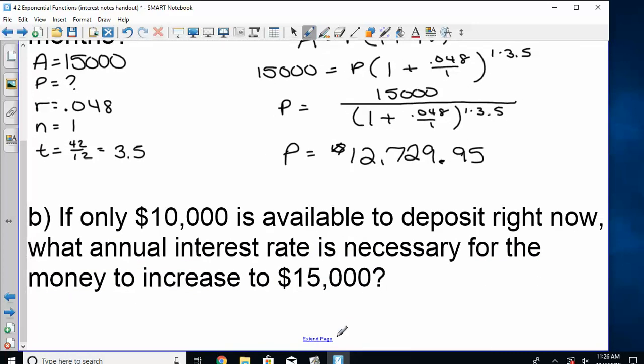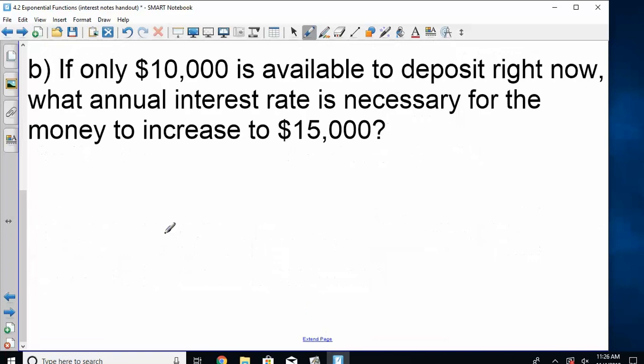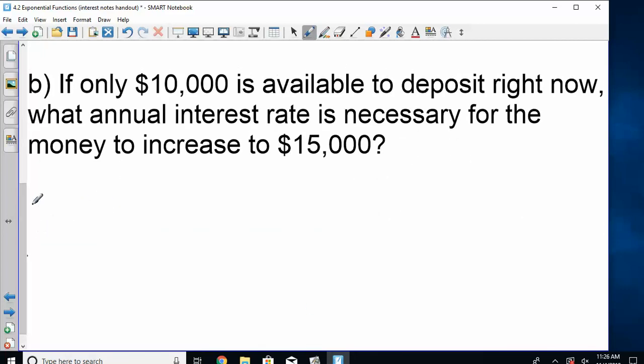Part B, say she doesn't have that much. So if only $10,000 is available to deposit right now, what annual interest rate is necessary for the money to increase to 15,000? Okay, so we now know we still need $15,000 at the end. But the P this time is 10,000. The R is the thing we don't know.